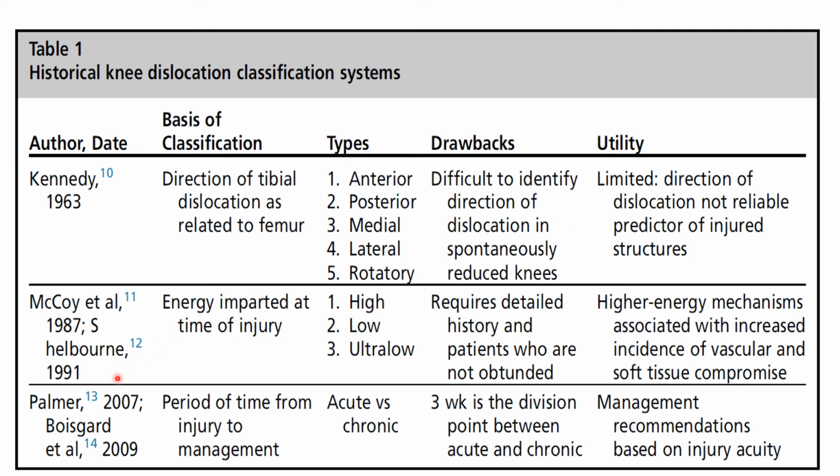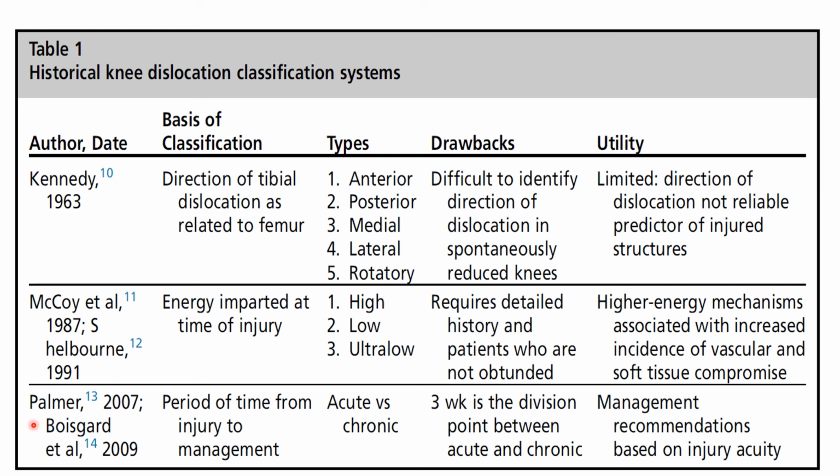Another classification is by McCoy. It is based on energy imparted at the time of the injury. So it can be either high velocity injury, low velocity injury, or ultra low velocity injury. There are a few drawbacks, like it requires detailed history and patients who are not obtunded or not comatose. Its utility is that higher energy mechanisms are associated with increased incidence of vascular and soft tissue compromise.